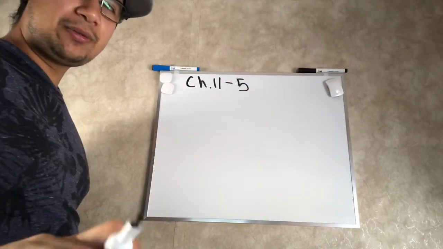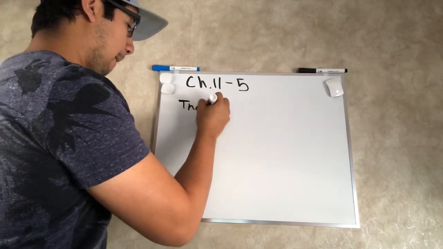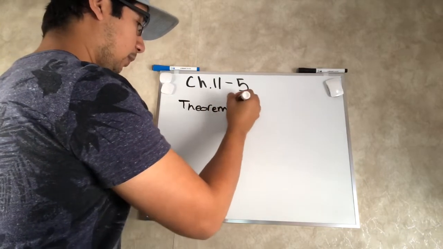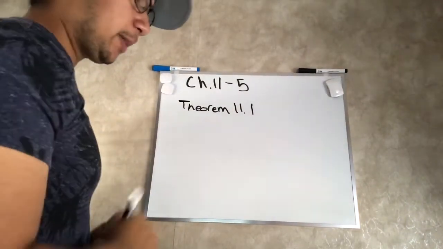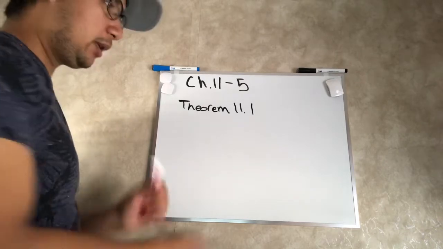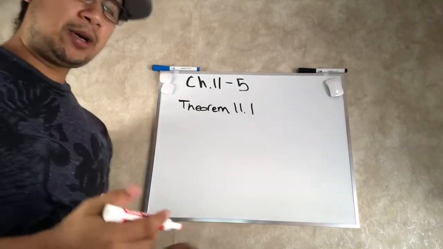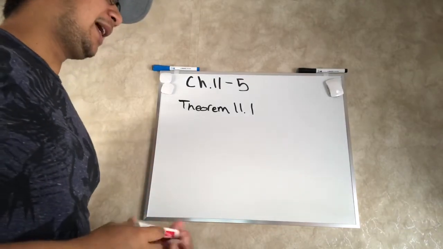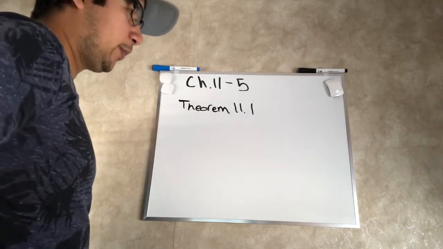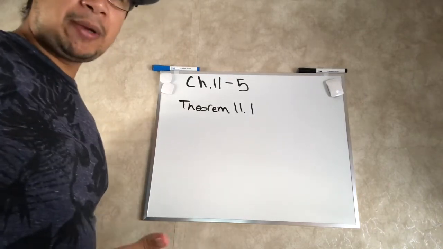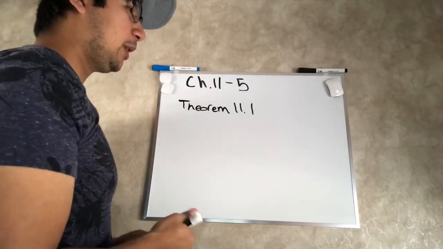Okay. Now, chapter 11-5, the work from yesterday, guys. I was telling you guys to find theorem 11.1, and it's talking about regular polygons, and the proportions between the areas of two polygons and their sides. Remember, a regular polygon is a polygon where all sides are congruent and all the angles are congruent as well. A regular polygon could be any shape.